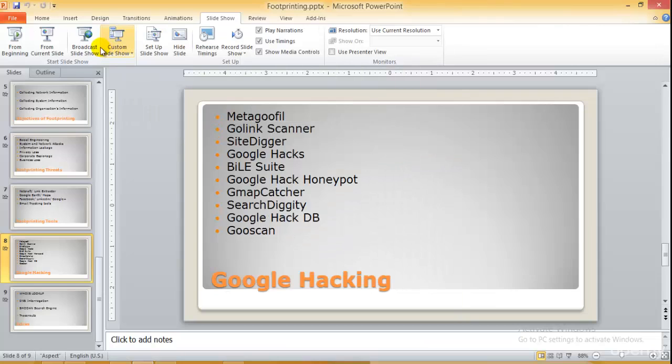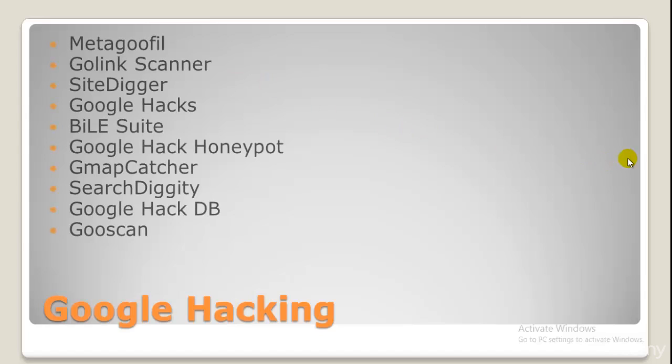Coming on to our next part, the Golang scanner. The Golang scanner removes the cache from your searches and collects and displays only vulnerable site links. Thus it allows you to find vulnerabilities wide open to Google and Googlebot. We have SiteDigger, which searches Google's cache to look for vulnerabilities, errors, and configuration issues.